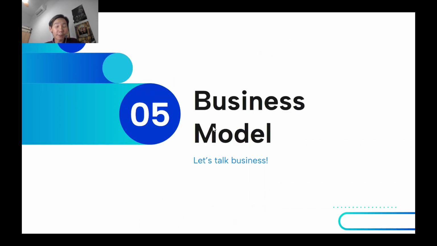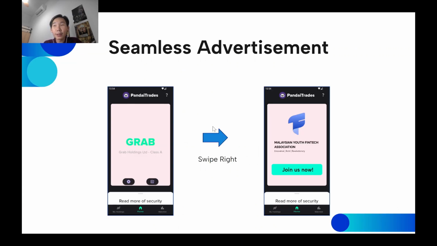Now, onto the business model. Let's talk about some business, right? The thing about our app is that you can input a seamless advertisement. Instead of showing an advertisement abruptly, the way these advertisements are shown is part of the user journey. It's like an Instagram story. When you swipe right, we can curate one or two or some of the cards to be an advertisement.